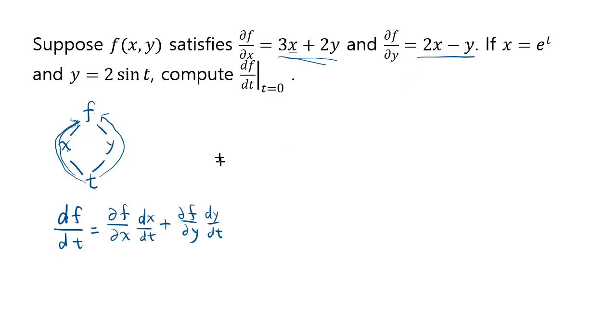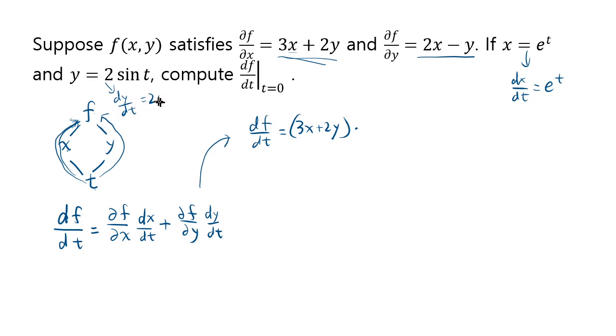Okay, so if you know this, then since you're given partial f partial x and partial f partial y, we can now say df/dt is (3x + 2y) times, what's dx/dt? Let's calculate this. If x is e^t, then dx/dt means you're differentiating e^t, but that's the same as e^t, right? And what about dy/dt? dy/dt would be differentiating this by t, so it's 2 cosine t. So equipped with this knowledge, you can now replace dx/dt by e^t plus (2x − y) times 2 times cosine of t.